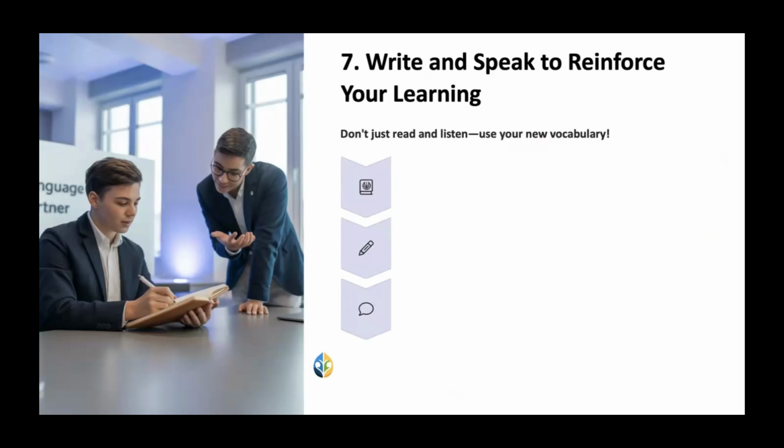Next, write and speak to reinforce your learning. Don't just read and listen. Use the new vocabulary. Write daily journal entries using new words. And if you don't keep a journal for some reason, make sure you're writing something on a regular basis every day that is useful and resonates or is of interest to you. Create short stories or blog posts. I will tell you, for me, it would be easier to create a blog post. For you, it might be short stories.